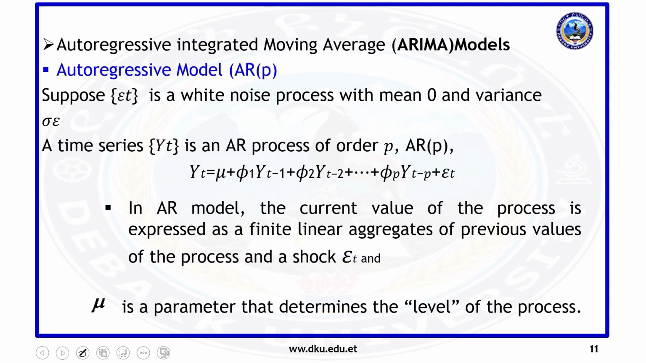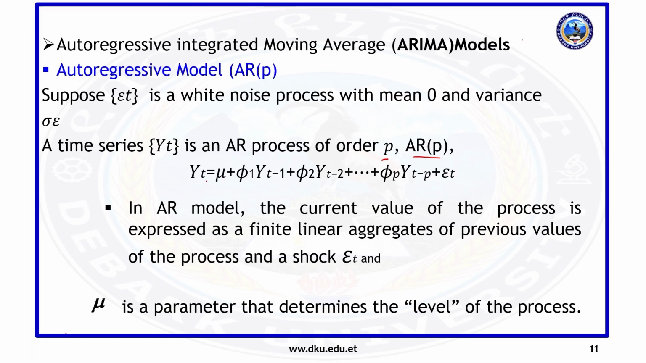Now let us talk about the ARIMA components, starting with the autoregressive model. Suppose e_t is a white noise process with mean 0 and variance sigma squared. A time series Y_t is an autoregressive process of order p, AR(p), if the model is Y_t = mu + phi_1 Y_{t-1} + phi_2 Y_{t-2} + ... + phi_p Y_{t-p} + e_t.